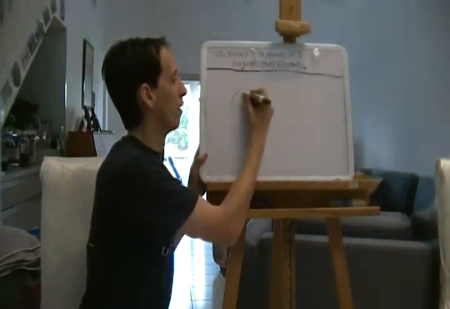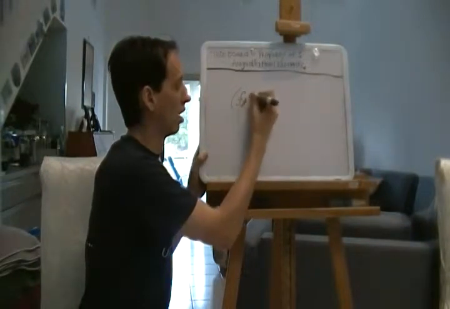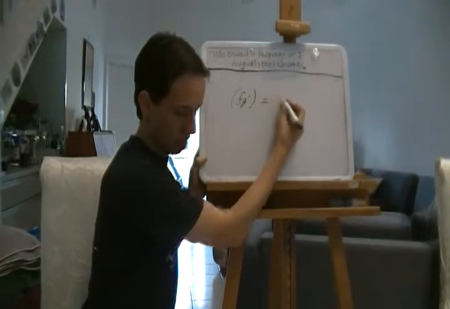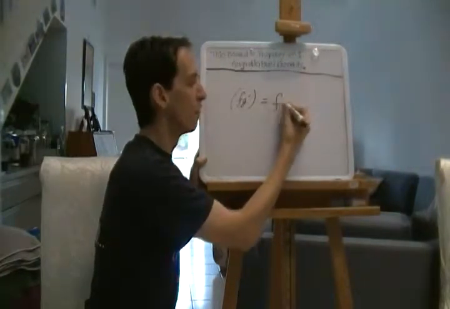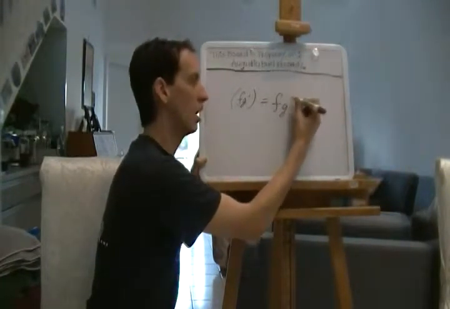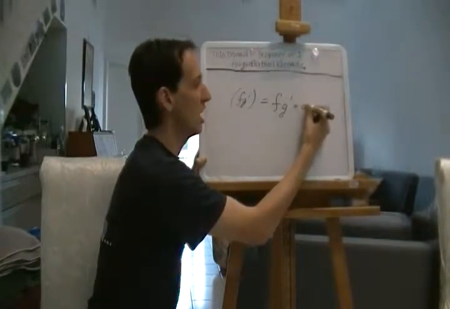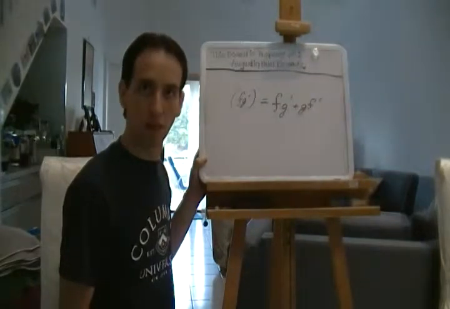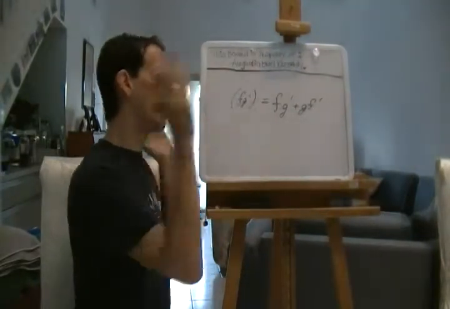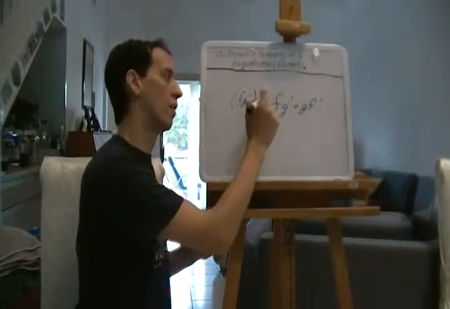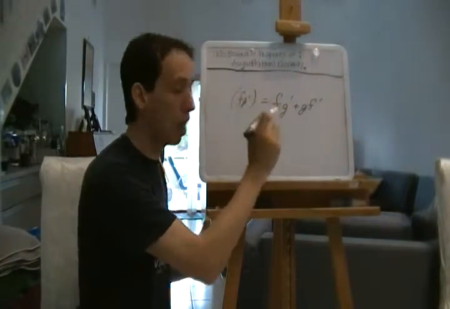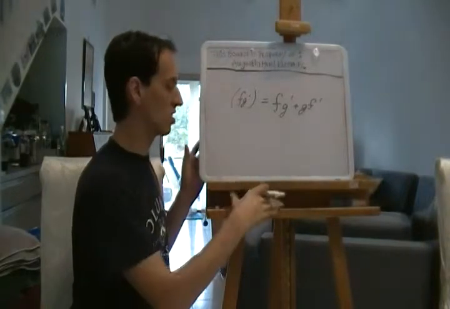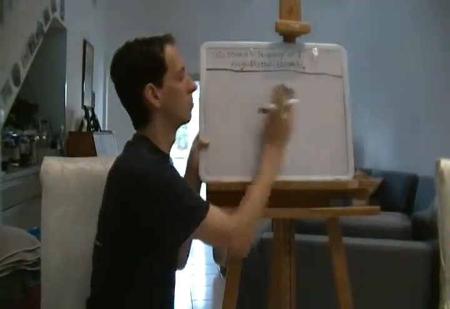The derivative of a product, fg, equals f times the derivative of g plus g times the derivative of f. Say it again: (fg)' equals f g' plus g f'. Let's use an example so that you can see how this works.